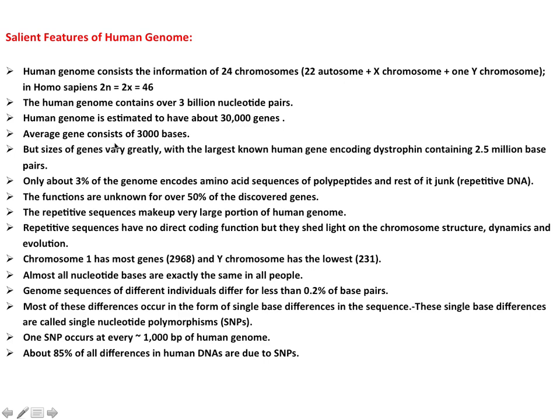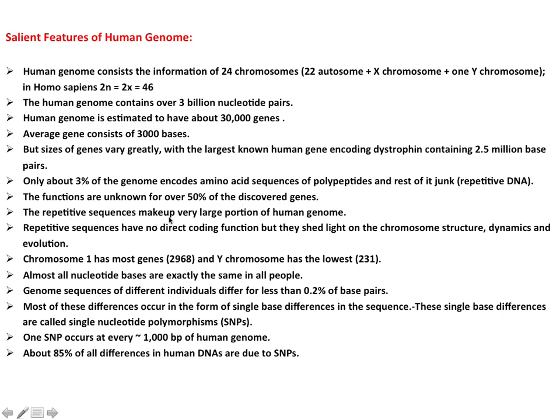Every gene consists of about 3,000 bases. So the average size of each gene is 3 kb, but this size can vary from some hundred bases to some million bases. And only about 3% of the genome encodes amino acids. So only this 3% has the known coding capacity, but the functions are unknown for over 50% of the discovered genes.